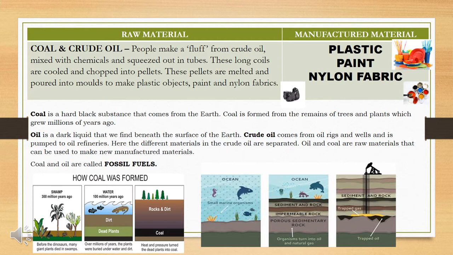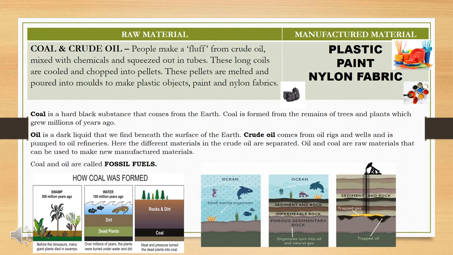Coal is not only used for burning. People make a fluff from crude oil mixed with chemicals and squeezed out in tubes. These long coils are cooled and chopped into pellets. These pellets are melted and poured into molds to make plastic objects, paint, and nylon fabrics.